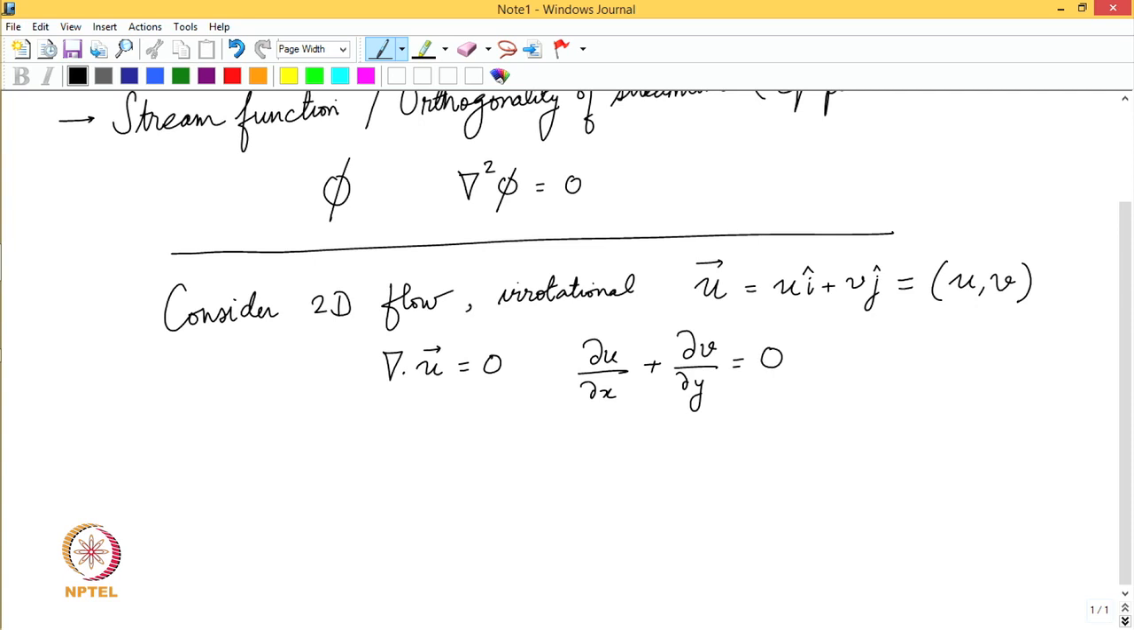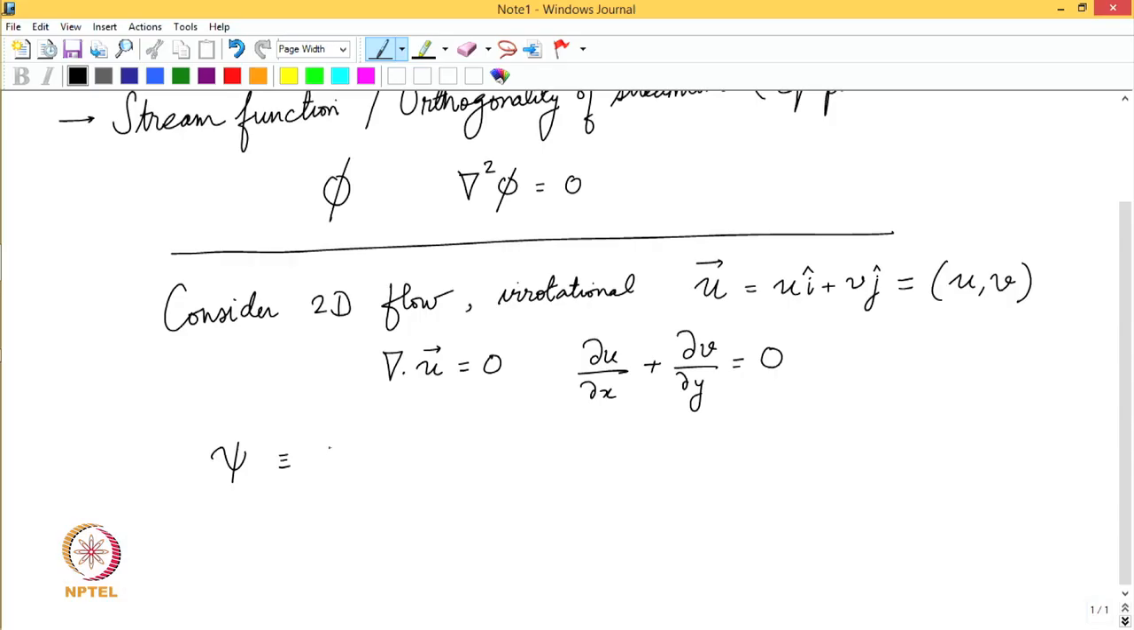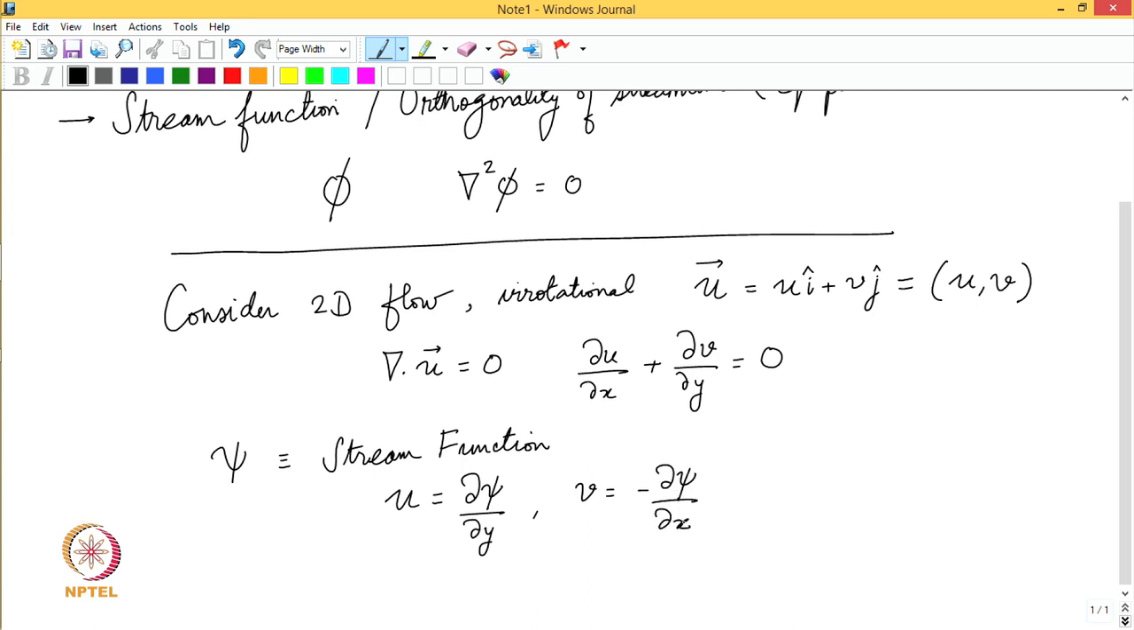Now, what I will do is define a new function which I am going to call psi, and I am going to call it the stream function. We will define this new function psi, but it is given in a very specific form. It is given in the following manner. Say I define u to be d psi dy and v to be minus d psi dx.